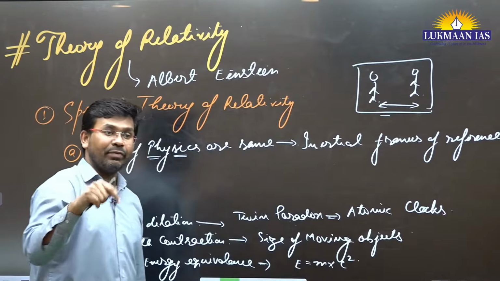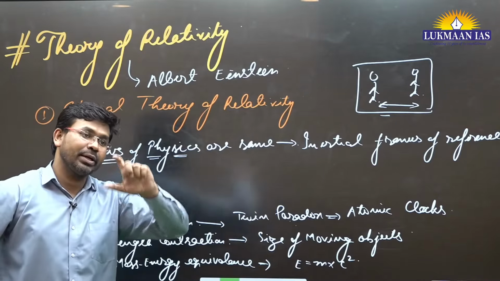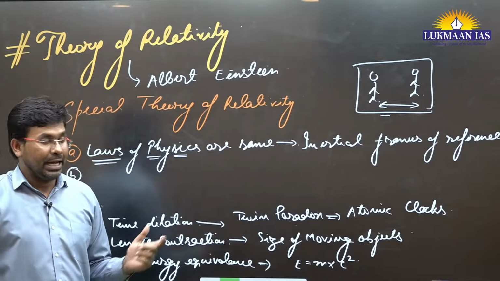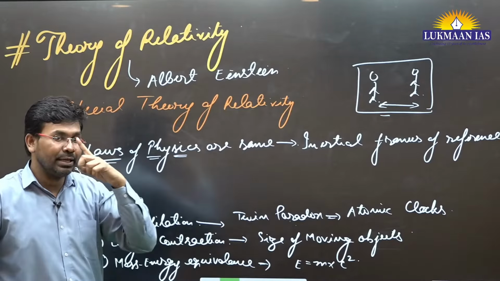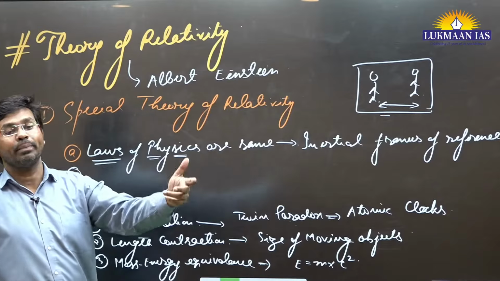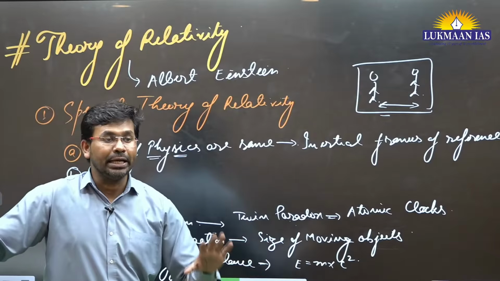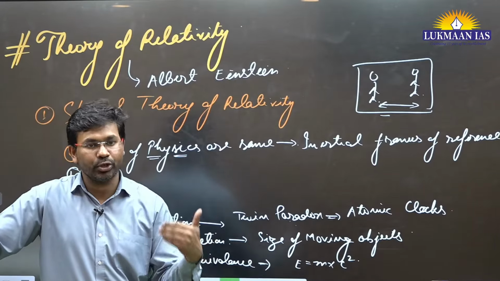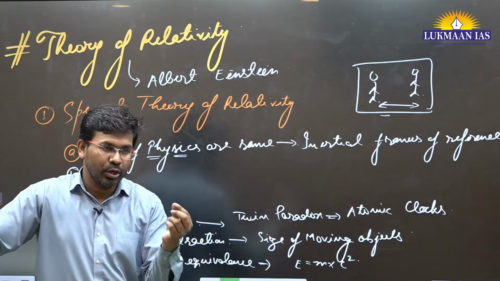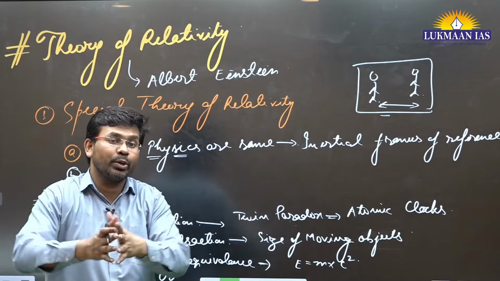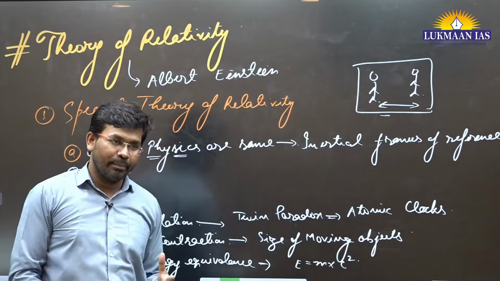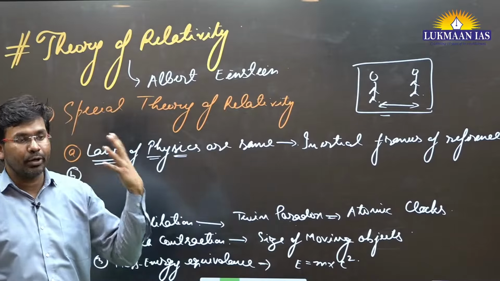So mass can be converted, a small mass can be converted into a huge amount of energy, and we have seen this in, let's say, the atom bombs that were thrown on Hiroshima and Nagasaki. So a smaller amount of mass is able to create a large amount of impact. It's able to release a huge amount of energy.